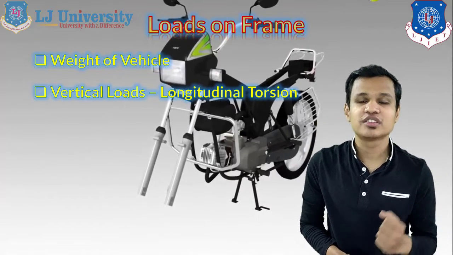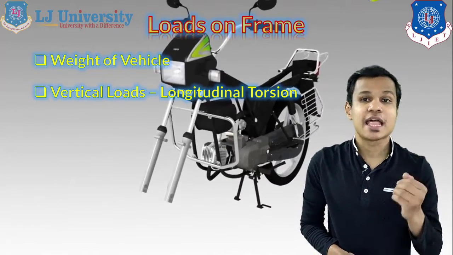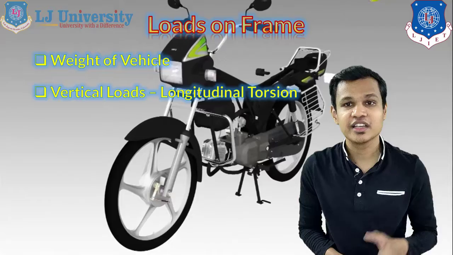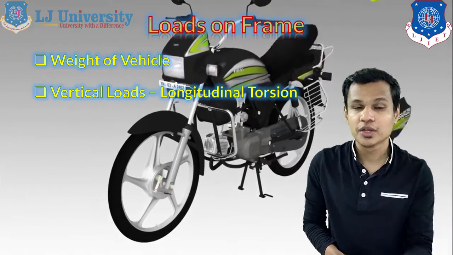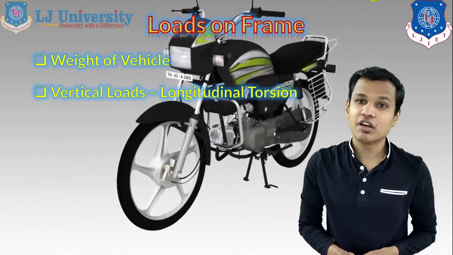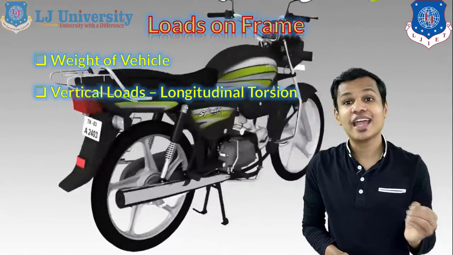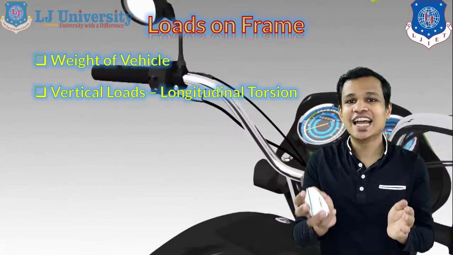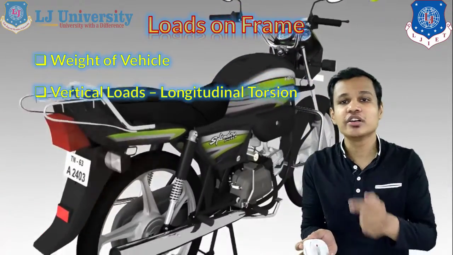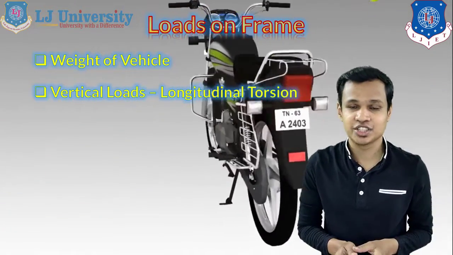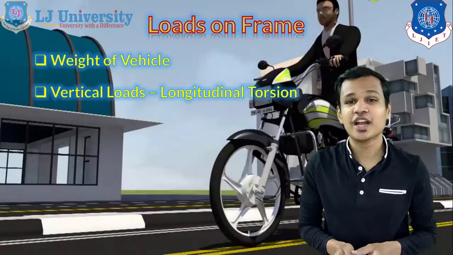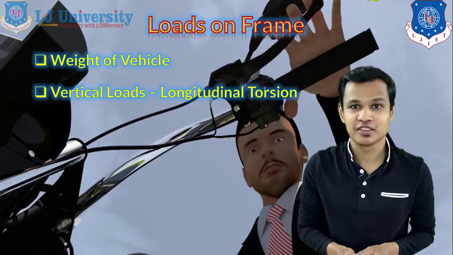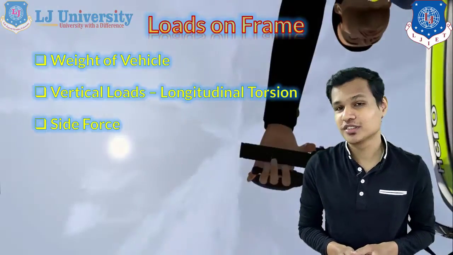The second thing is the vertical loads. Due to the vertical loads, longitudinal torsion can happen in case of the two wheelers. The vertical load is generated whenever the vehicle goes over a bump or any uneven surface, and then the vertical force will be generated on any one tire. Because of that, the frame will face a torsion. That torsion will be in the longitudinal direction. This load is known as the longitudinal torsion that is applied in case of the two wheeler frames.